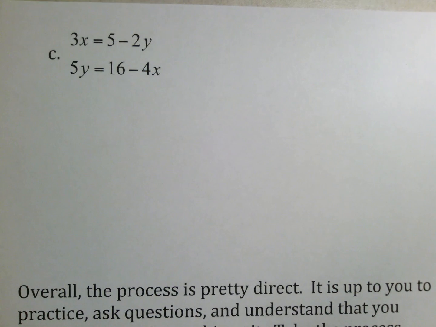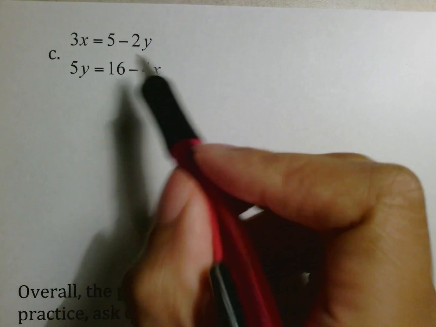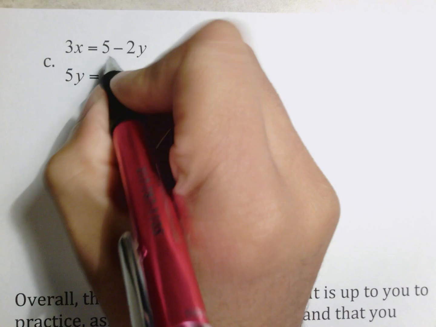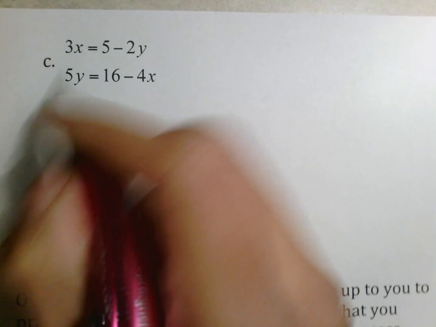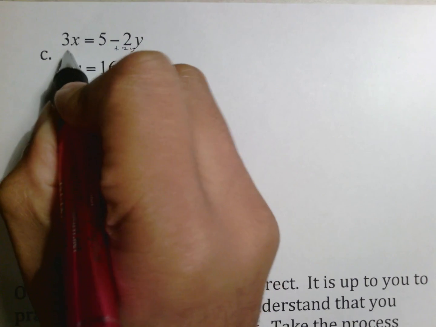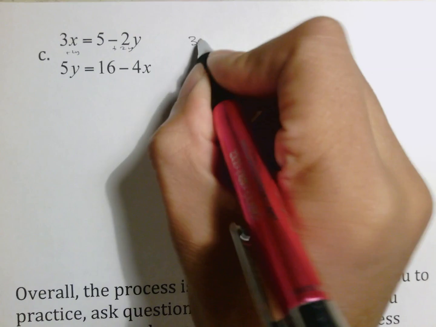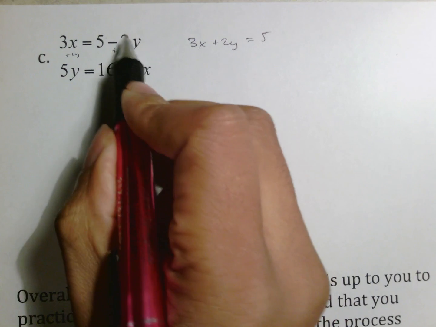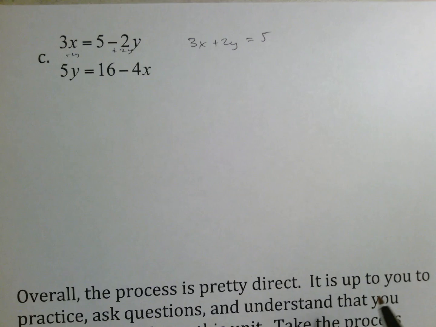C has 3x equals 5 minus 2y, and it has 5y equals 16 minus 4x. This is an ugly question, but again, luckily we know how to solve for variables, so what we're going to do is put both of these in standard form by adding 2y to both sides. This turns into 3x plus 2y equals 5. Again, all I did is turn my negative 2 to a positive 2 and put them in order.